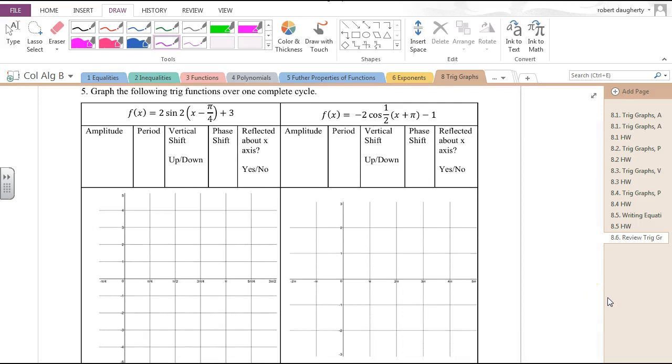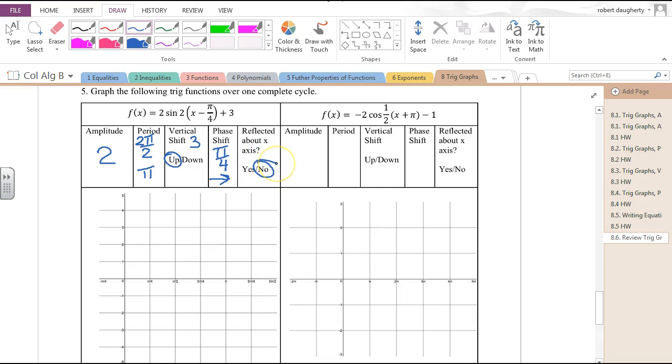Graph the following trig functions over one complete cycle. Okay? So, what is the amplitude of the first one? The amplitude is 2. The period is 2 pi divided by 2, so the period is pi. The vertical shift is 3 upward. The phase shift is pi over 4, and this is a shift to the right. And has it been reflected about the axis?